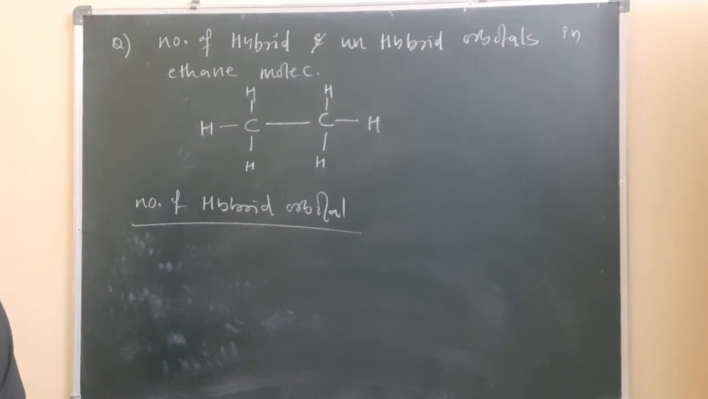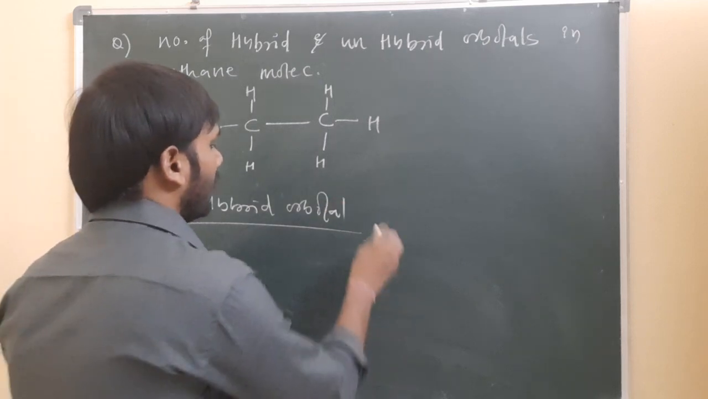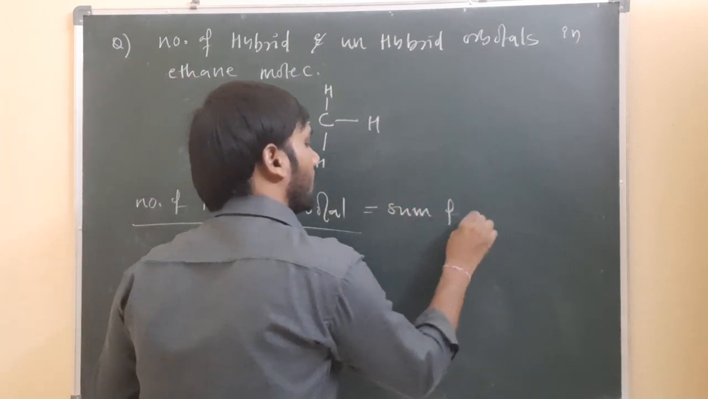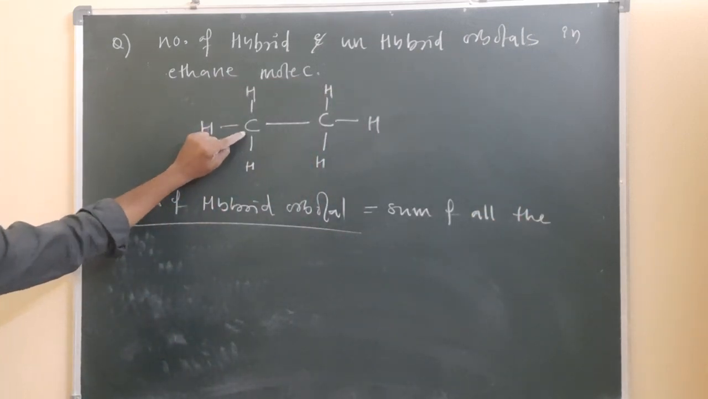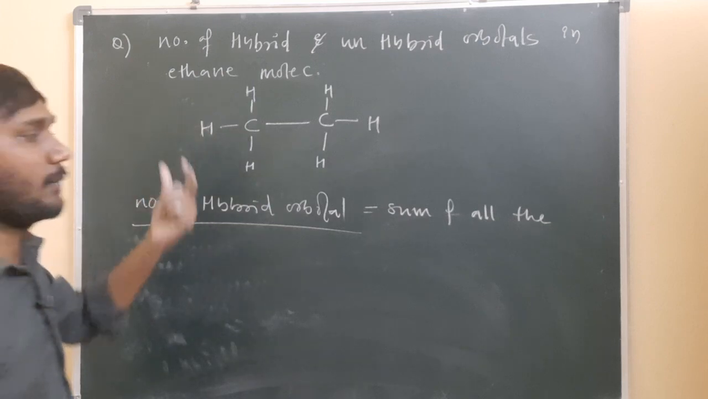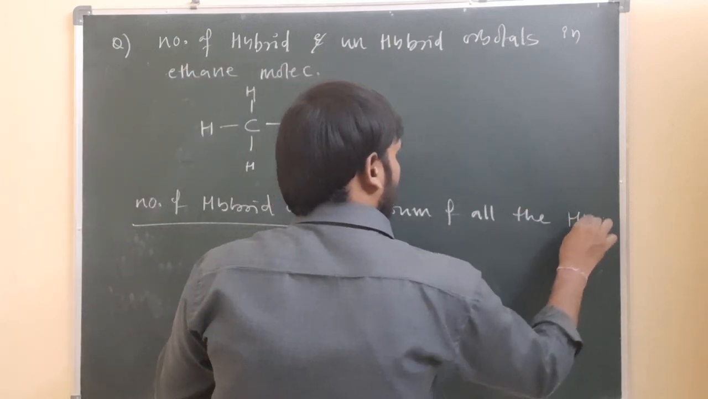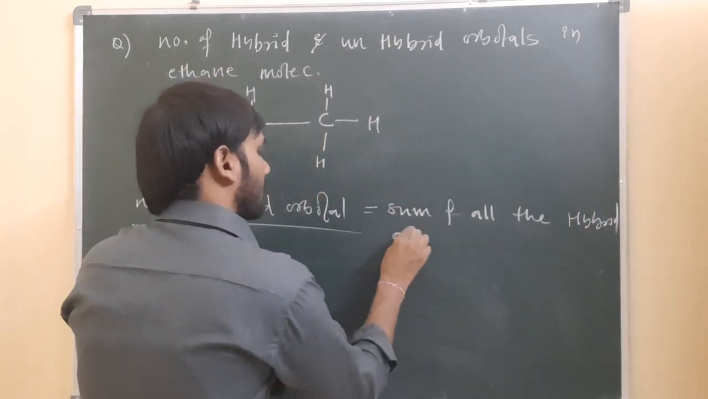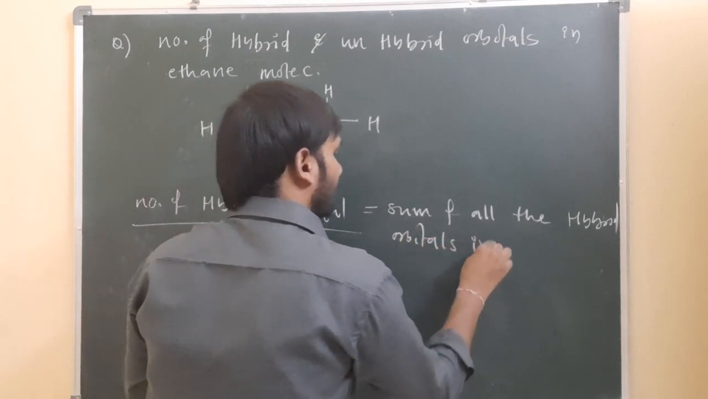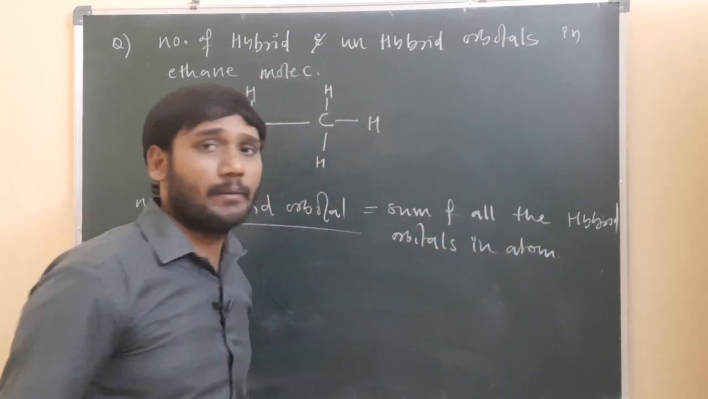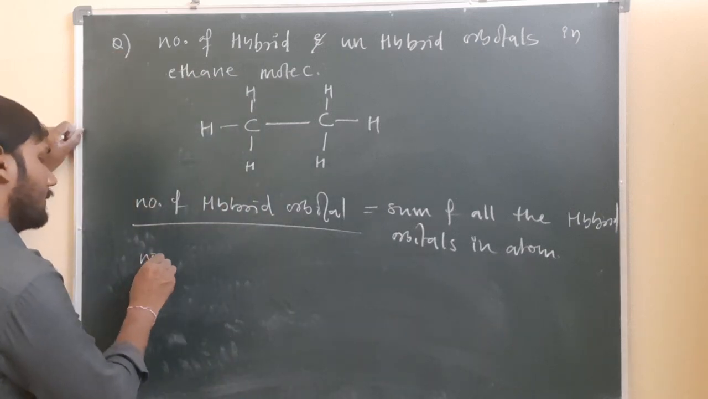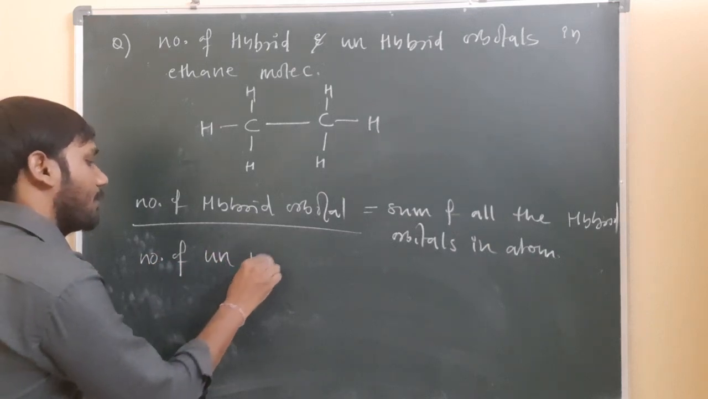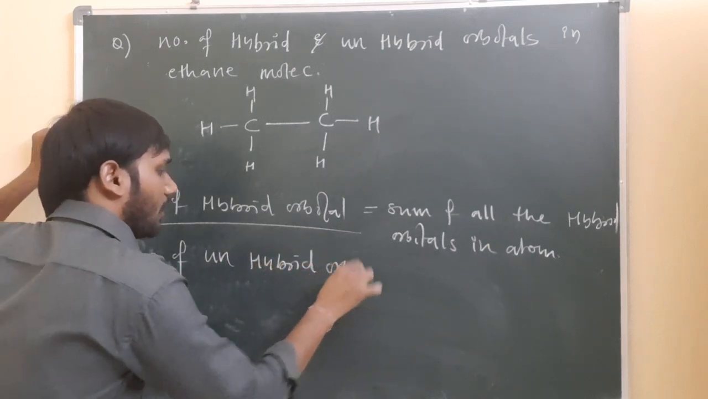The number of hybrid orbitals is equal to the sum of all the orbitals in an atom. Otherwise, you can take the hybridization also. This carbon's hybridization is what, and the second carbon's hybridization is what? We can say the sum of all the hybrid orbitals in the atoms. And next, the number of unhybrid orbitals.